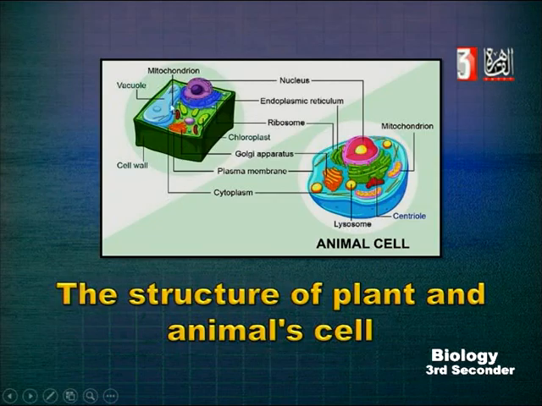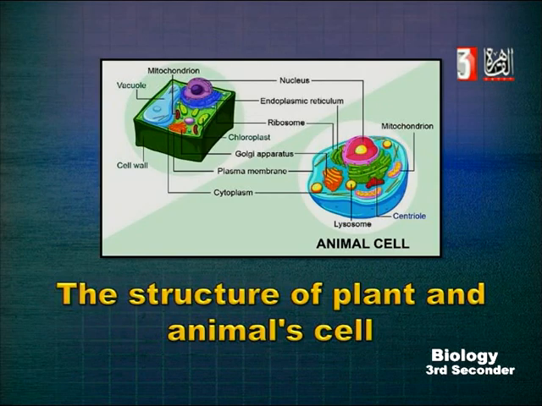The plant cell has a large vacuole which stores water and dissolved substances, and the main function of the large vacuole in the plant cell is to keep and maintain water balance inside the plant cell. Also the plant cell has plastids, whether chloroplasts, leucoplasts or chromoplasts. Chloroplasts help the plant cell do its function, which is the photosynthesis process.